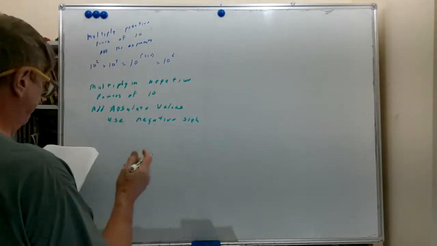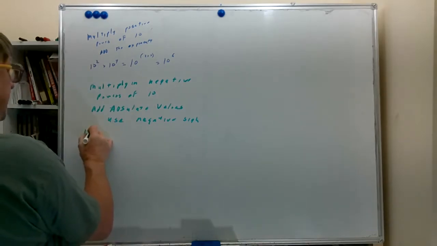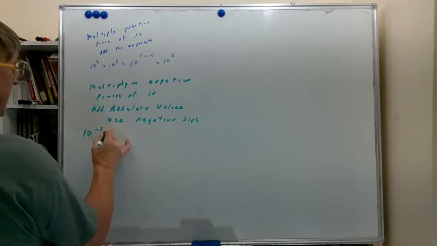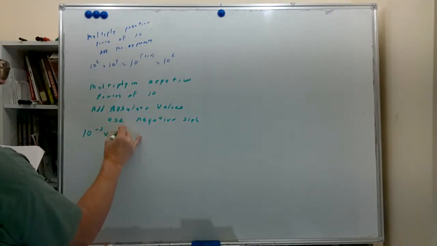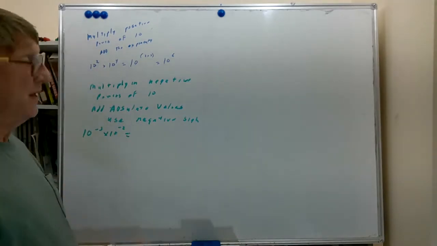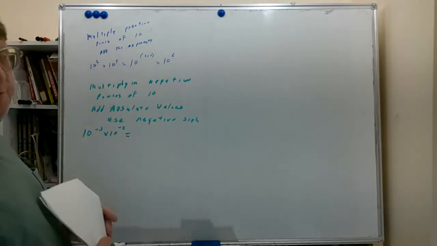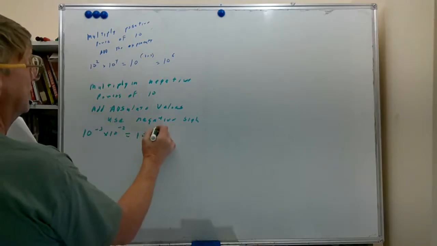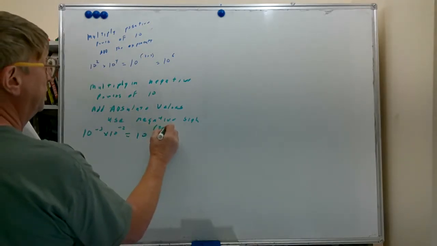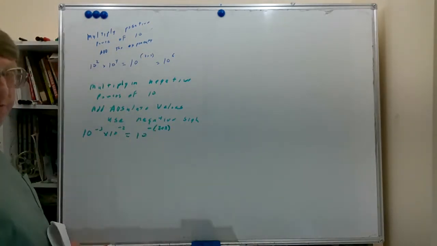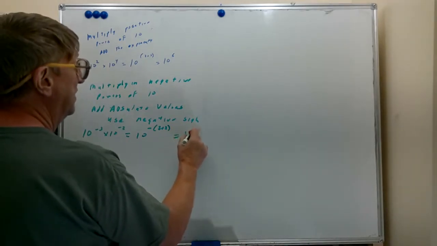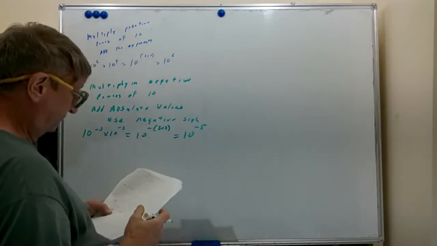So let's look at how we might do that. 10 to the minus 3 times 10 to the minus 2. Well, the absolute value of minus 3 and the absolute value of minus 2 is 3 and 2. So we're going to do 10 to the 3 plus 2, but we're going to put that negative sign out front. So this equals 10 to the negative fifth.